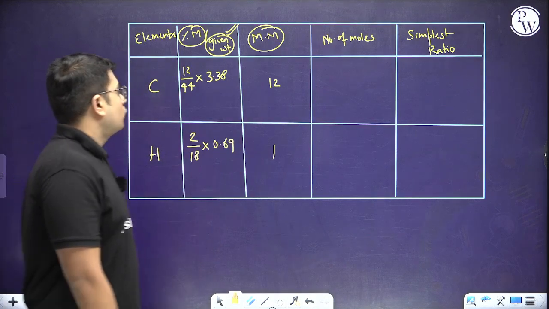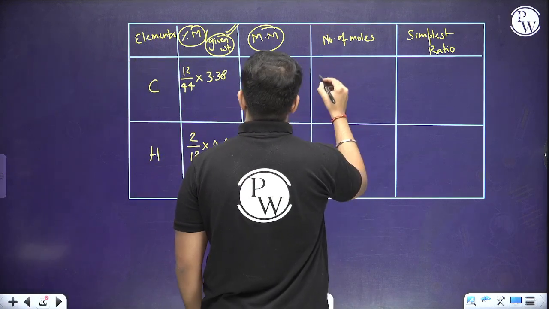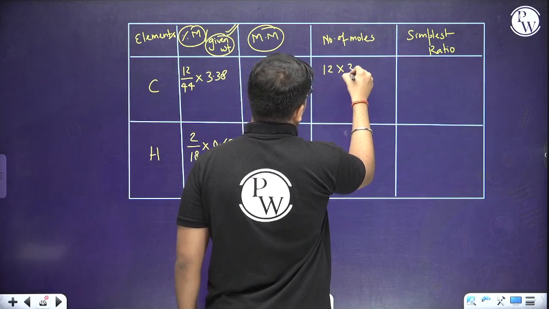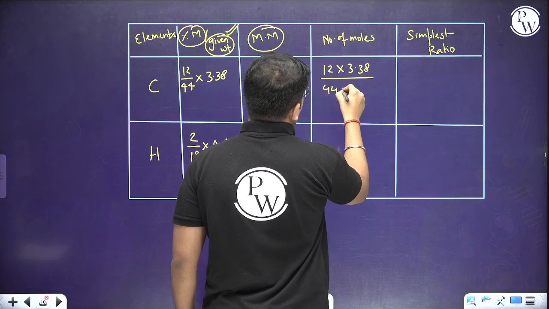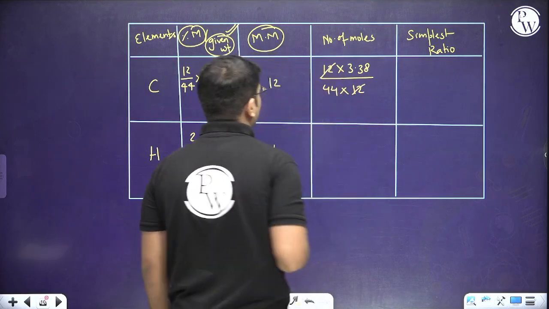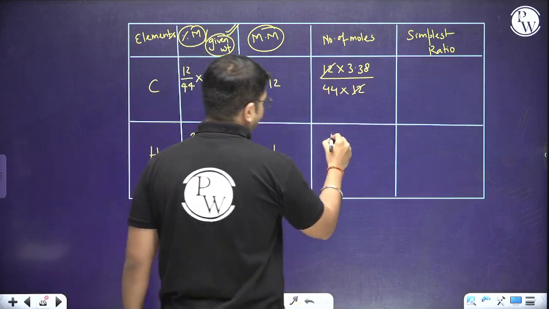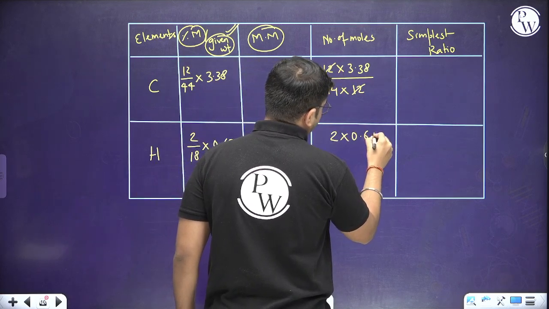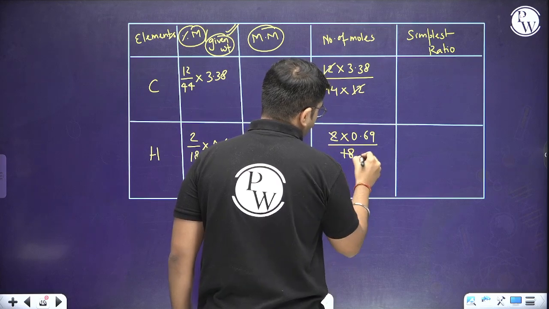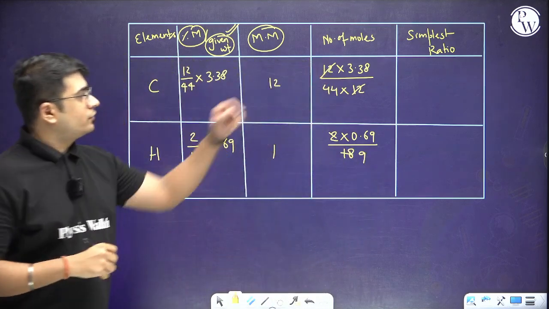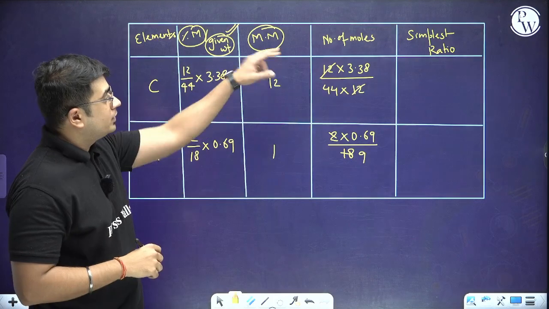Now what you have to do is calculate the number of moles. So 12 multiplied by 3.38 divided by 44 multiplied by 12. So this is going to be cancelled out. Then we have 2 multiplied by 0.69 divided by 18. So that will be 9. So we just have to solve this entire part to calculate the number of moles.